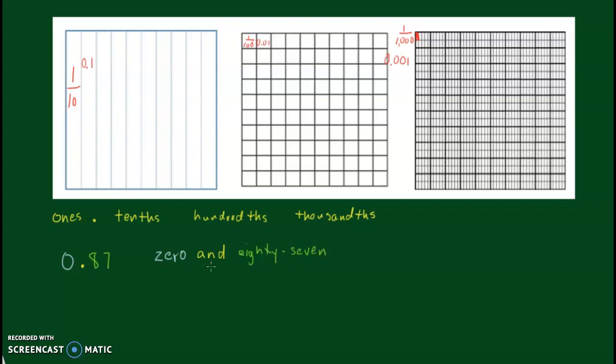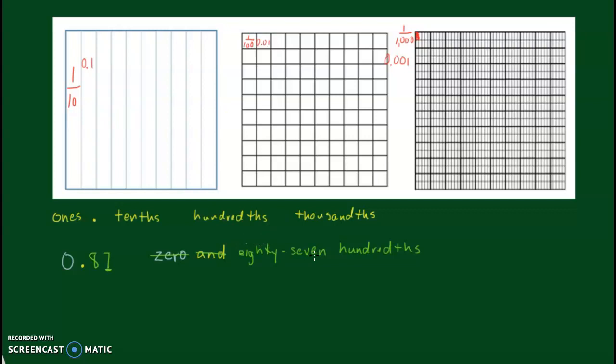Then we say the place value of the last digit. The 7 is in the hundredths place, so we write the word hundredths. For this number, we could say 0 and 87 hundredths. Another option is, since it's a 0 at the beginning, we can skip the 0 and the and, and just say 87 hundredths.